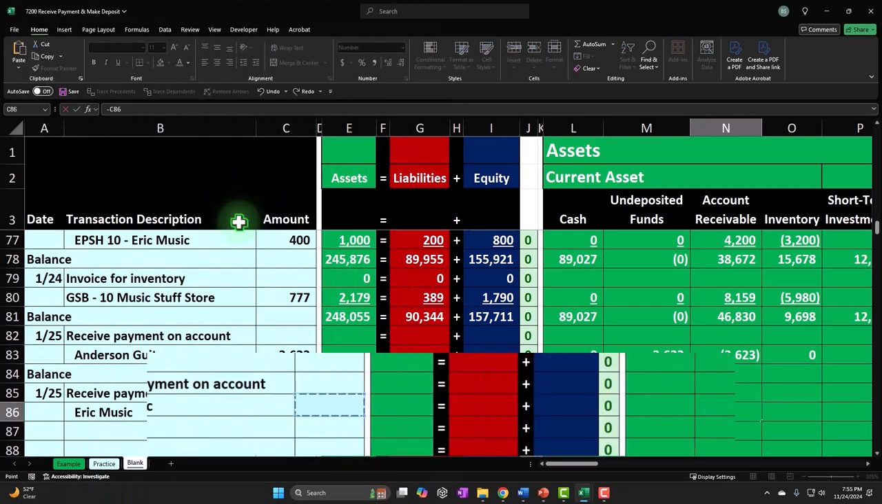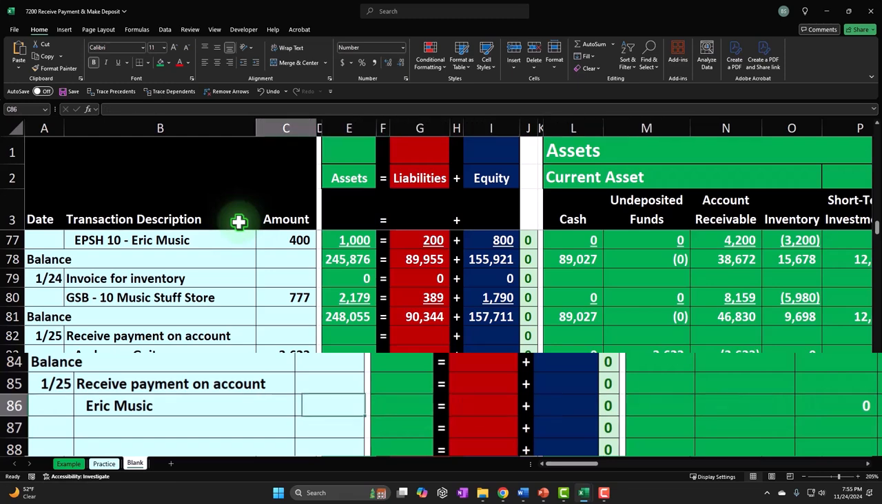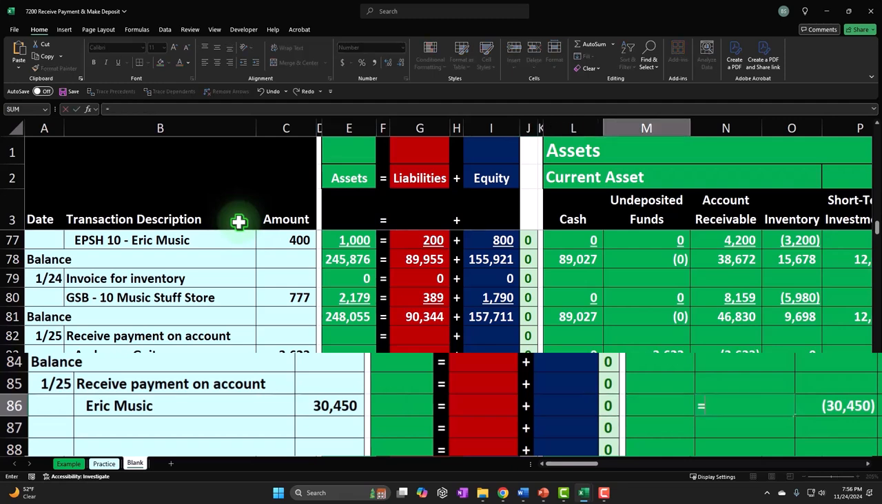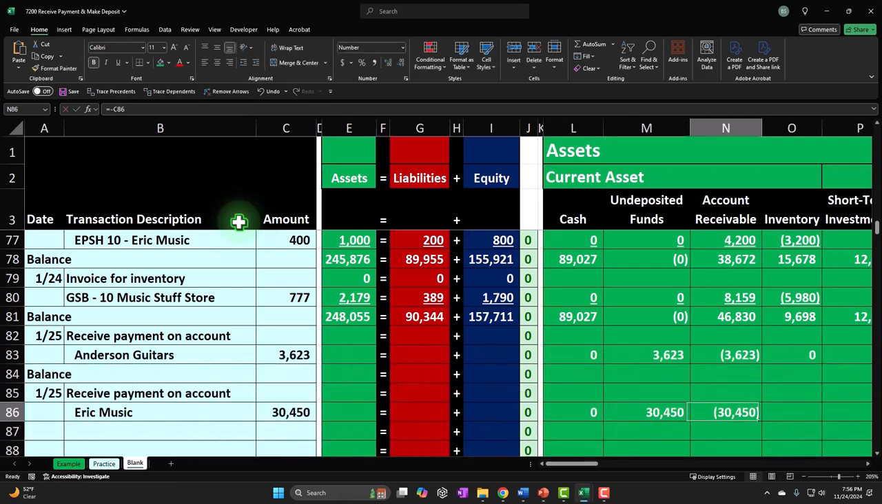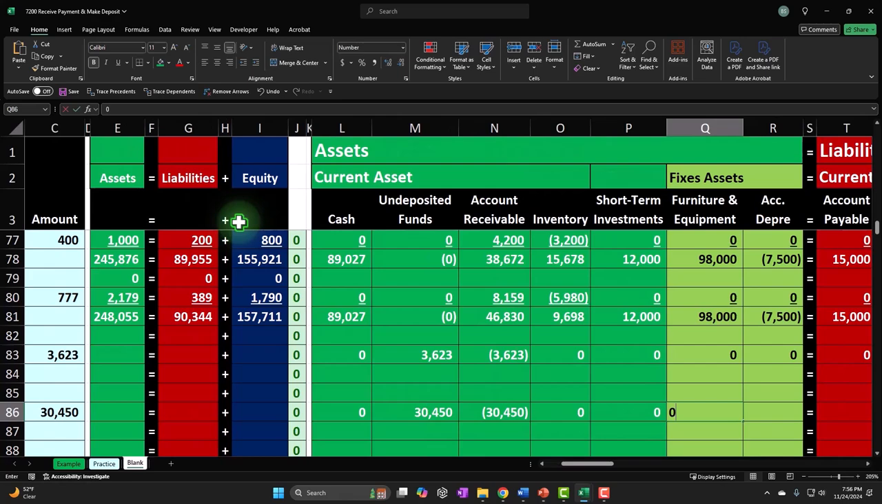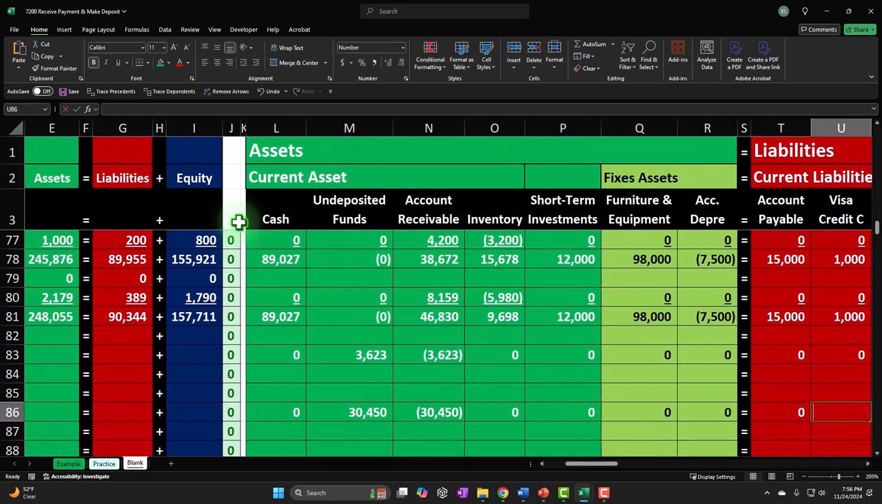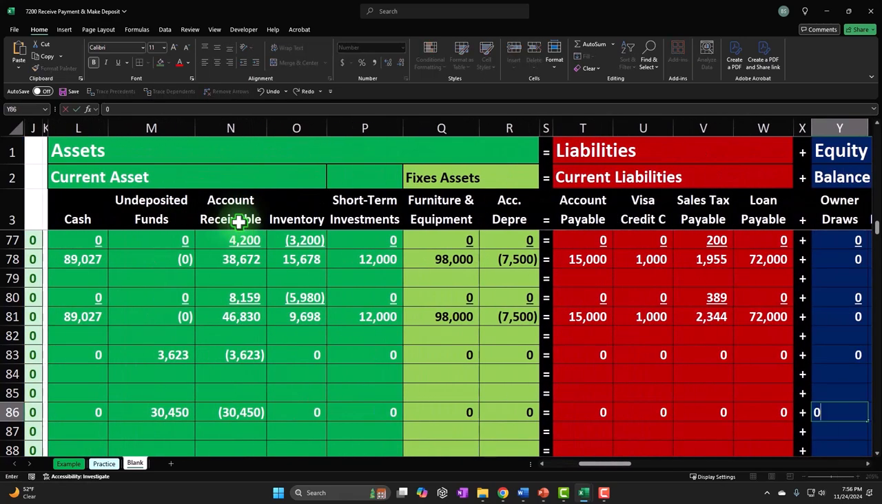That means accounts receivable is going to go down. So accounts receivable is going down. I need to put a dollar amount there. How much did they pay us? We're going to say it's 30450. Accounts receivable goes down and undeposited funds is going to go up. So there we have it. And then I'm going to put zeros across the board.